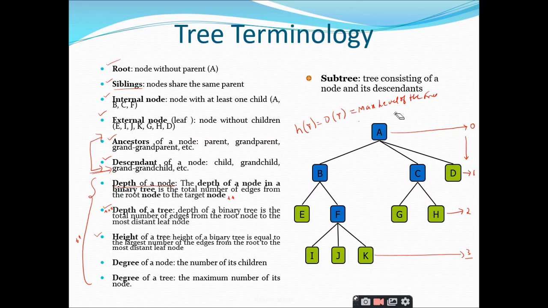Yes, sir. Right. So if you are clear about these terms, we will go to some other terms called degree of a node. The degree of a node is nothing but the number of children it can have or it is having. So what is the degree of node A? You should consider how many children are there. 3, sir. So the node A is having 3 children. Therefore the degree of node A is 3.